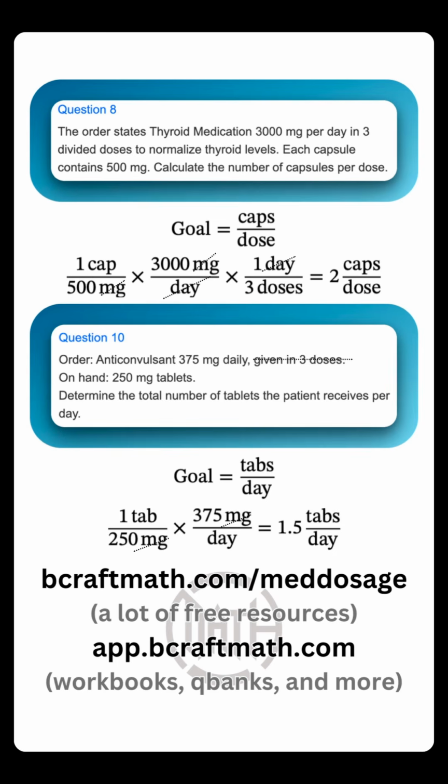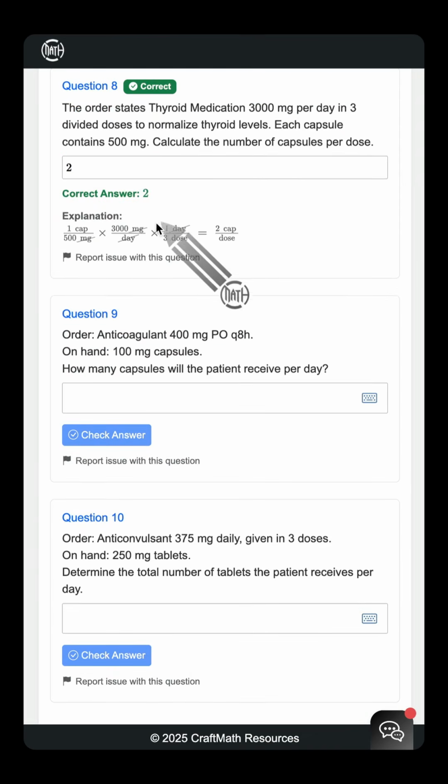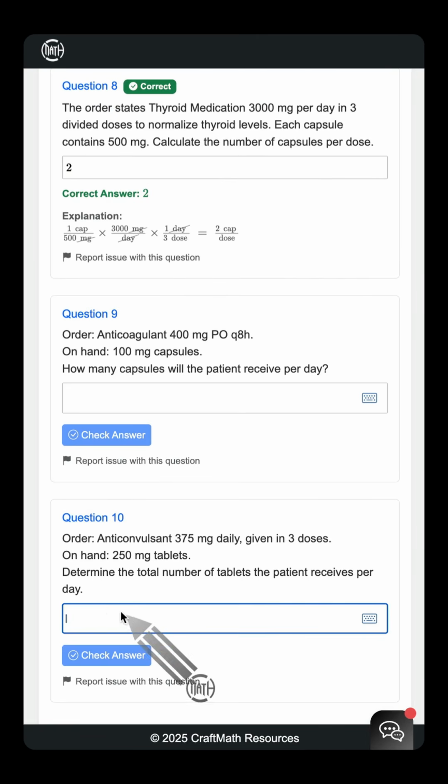And I understand some of you may know when to multiply versus when to divide, or some of you may be using desired over have. That's fine. But if you've watched any of my videos, you know I'm a fan of dimensional analysis, and I'm trying to show you how it can be helpful in breaking down these goals to make sure you have the words that you need in your final answers. So jumping back to number 8, we said that was going to be 2 capsules per dose. Instantly checking. No fluff in this one. Whereas number 10, we did have that fluff. We got a final answer of 1.5 tablets per day.